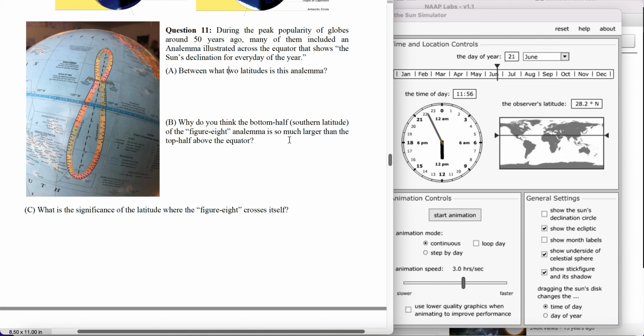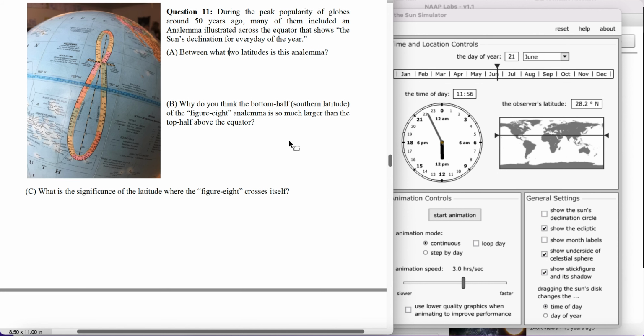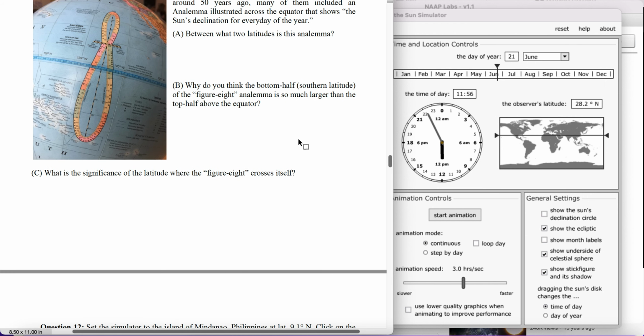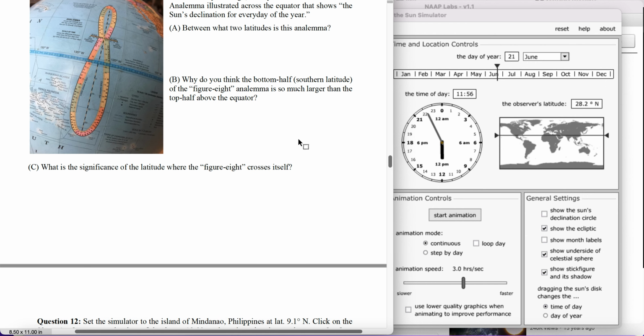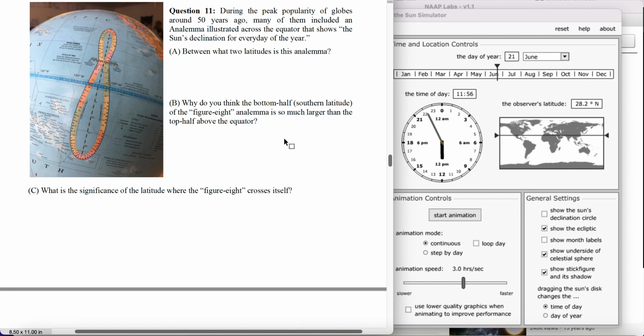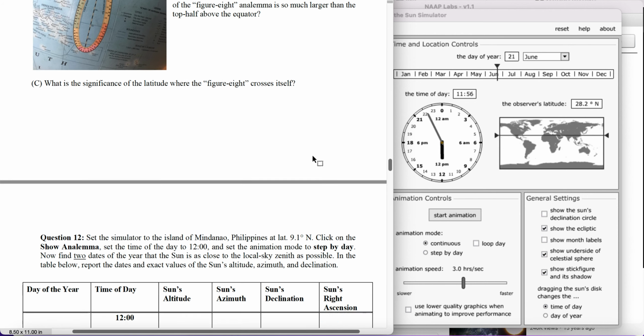And then, why do you think the bottom half of the figure eight analemma is so much larger than the top half? Okay. Now, you might want to go back to this question because we will certainly have some more background reading on the analemma later. But if you want to dig into it right now, it's great to think about. And then, what is the significance of the latitude where the figure eight crosses itself? Okay, again, we're going to explore that more directly.